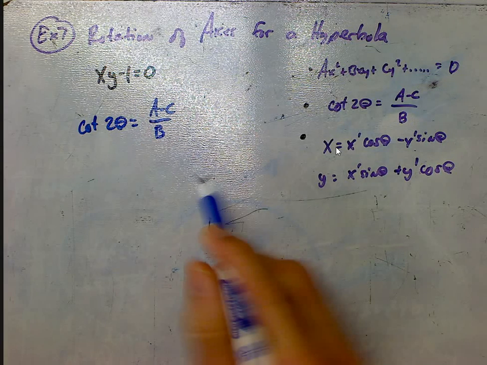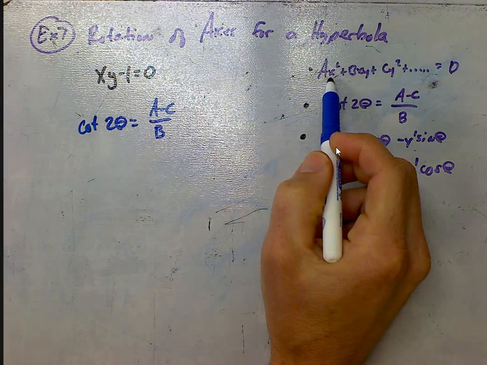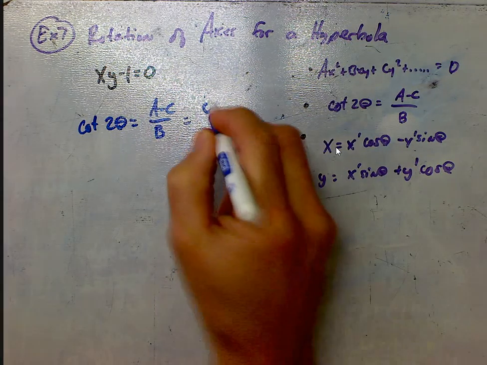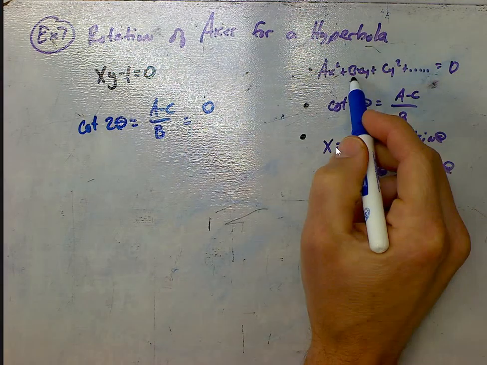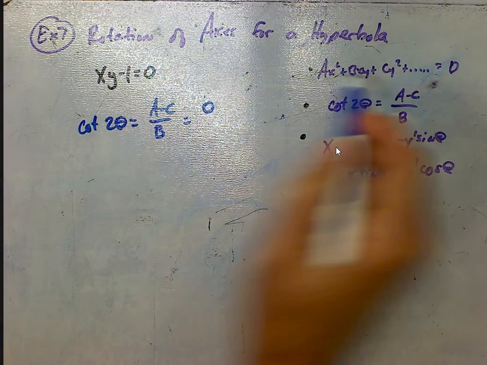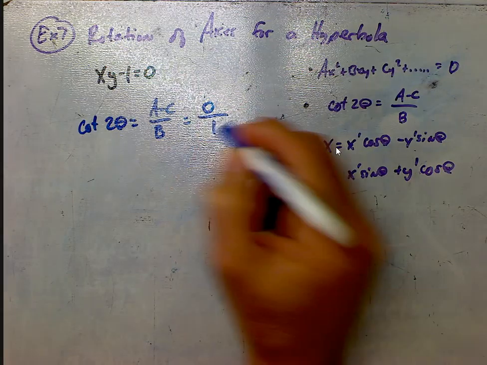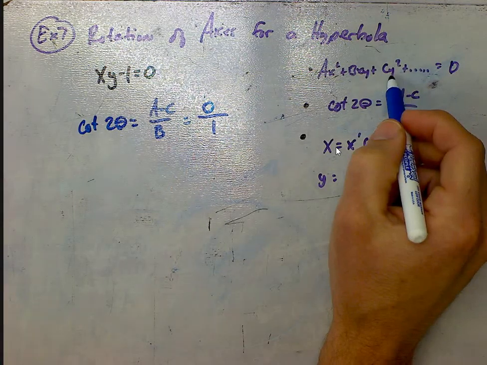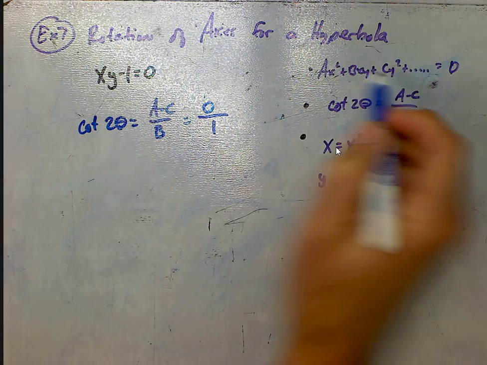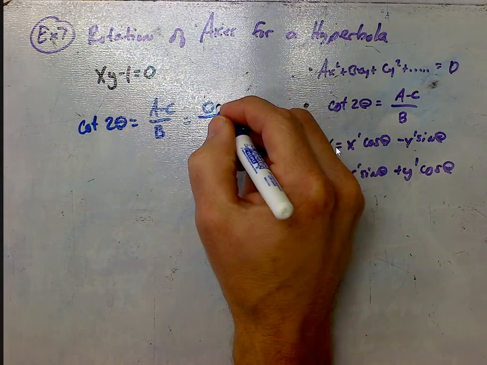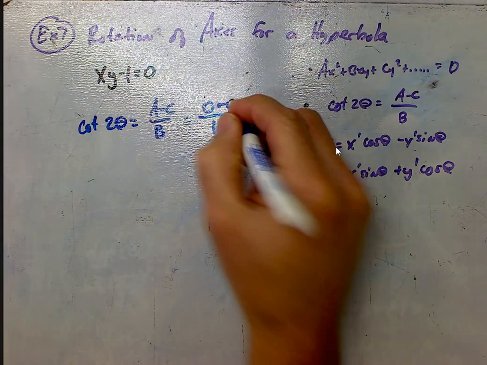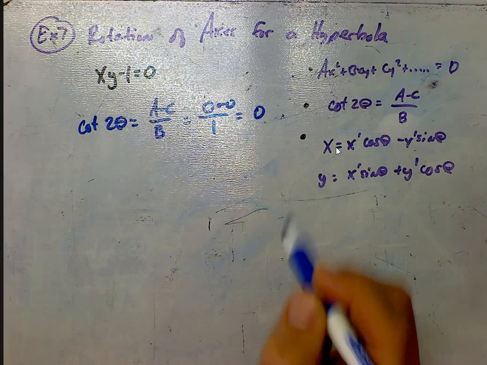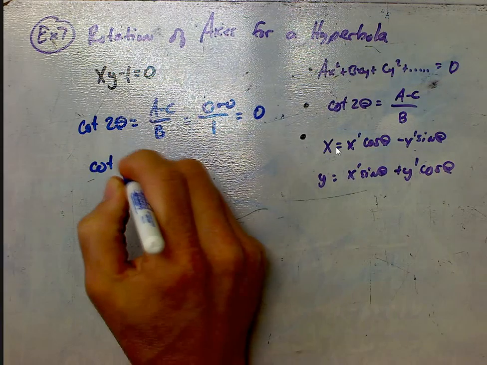We know that a is the term in front of x squared, so a is 0. B is the term in front of xy, so b is going to be 1. And then c is the term in front of y squared, so c is also going to be 0 because there is no y squared. So we have the cotangent of 2 theta equals 0.